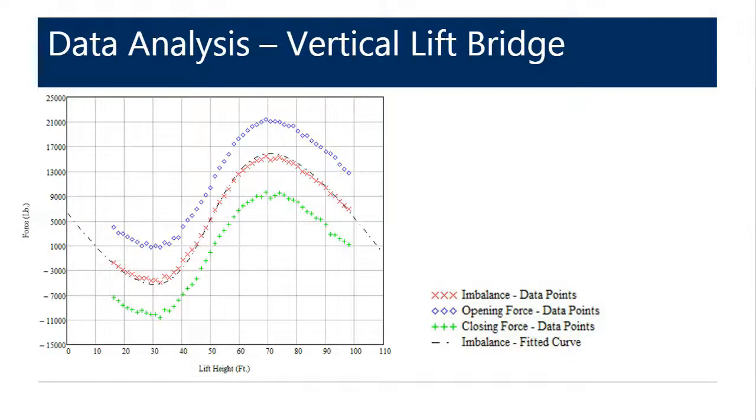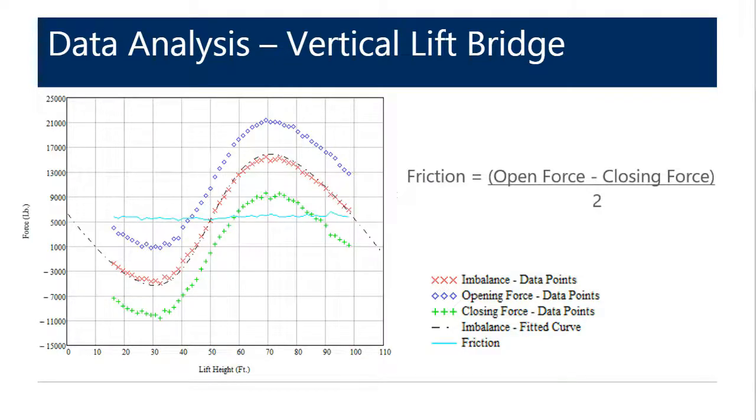As part of the data analysis, we also calculate the system friction using the fundamental equation presented here. It is also plotted as the blue line on this balance analysis graph. And again, note that it is reasonably flat, indicating that the friction value was reasonably consistent throughout operation.